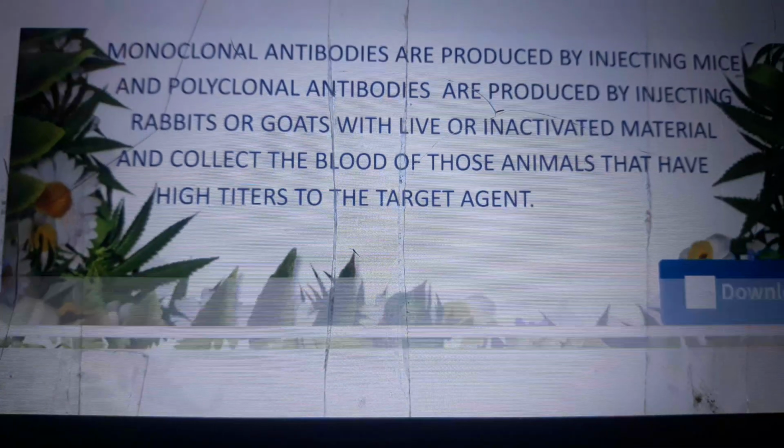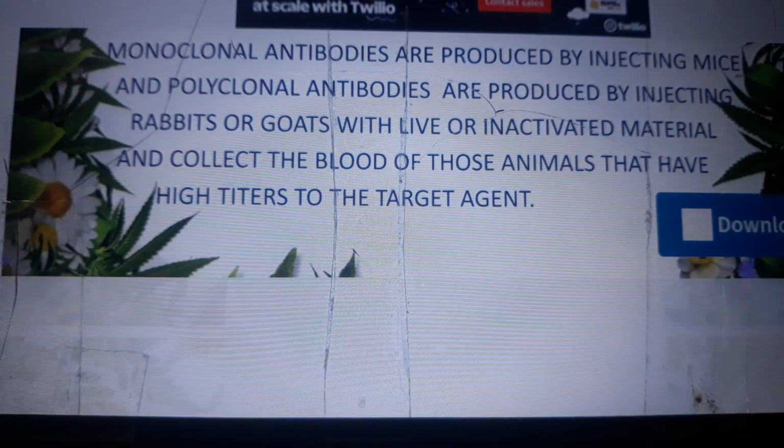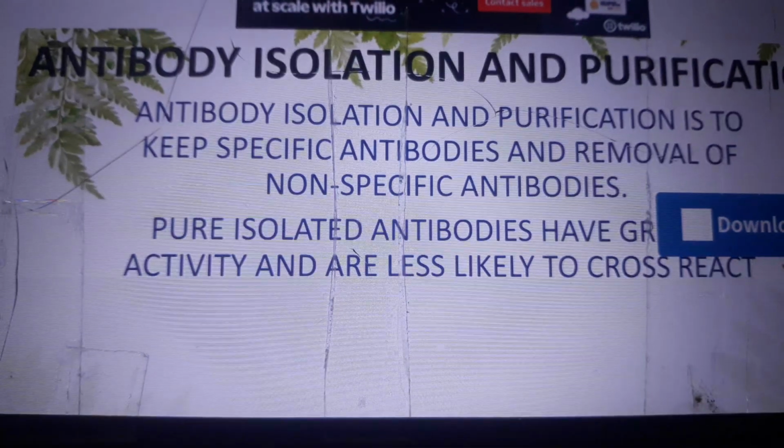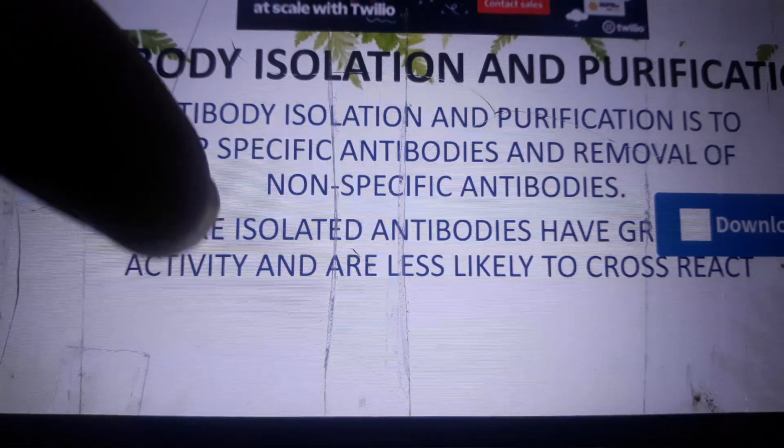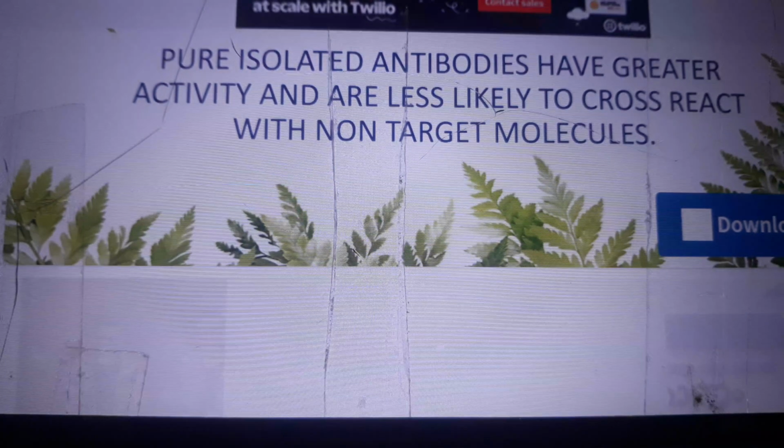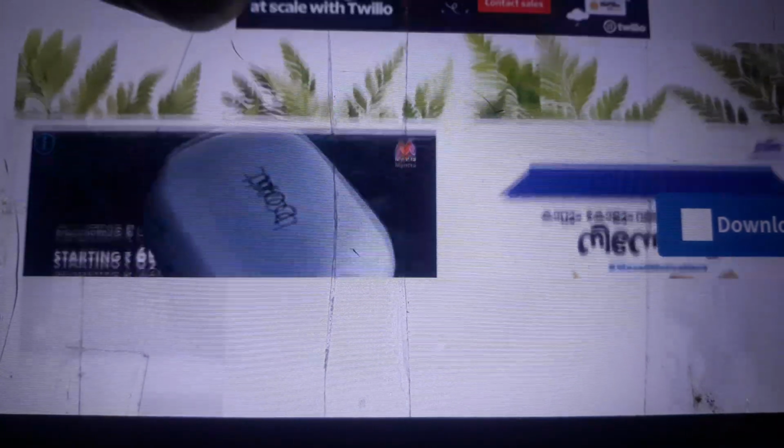Monoclonal antibodies are produced by injecting mice, and polyclonal antibodies are produced by injecting rabbits or goats with live or inactivated material and collecting the blood of those animals that have high titers to the target. Antibody isolation and purification is to keep specific antibodies and remove non-specific antibodies. Pure isolated antibodies have greater activity and are less likely to cross-react with non-target molecules.